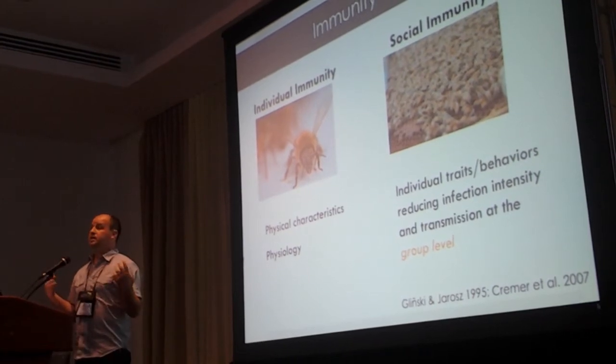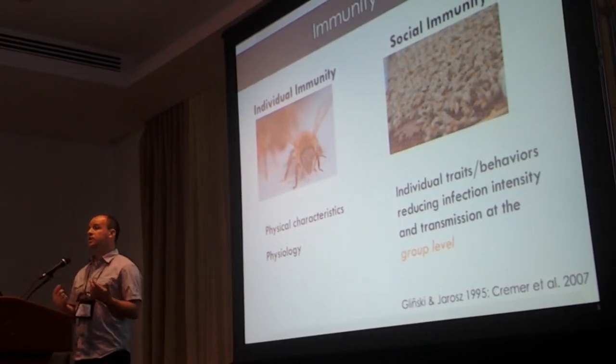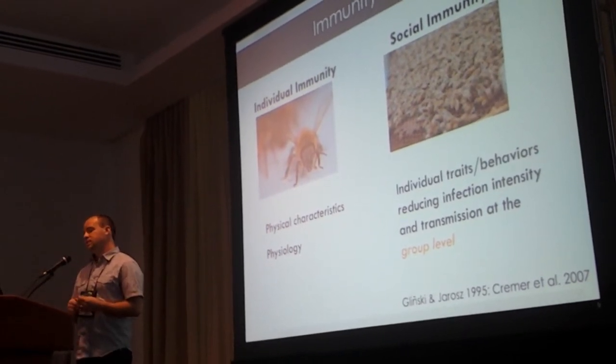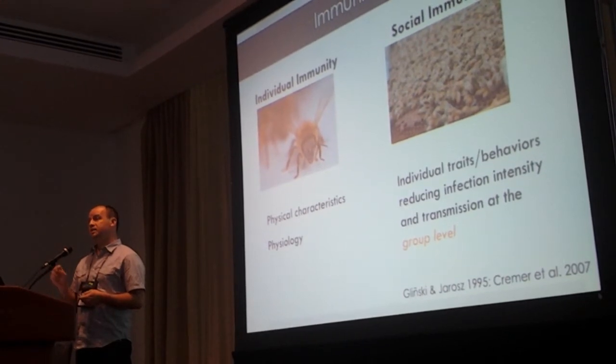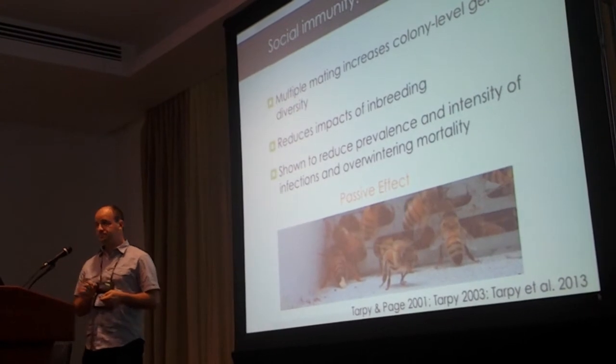But now the other aspect here is, again, thinking of colonies as kind of even a superorganism. And honeybees, and other social insects, have what we call social immunity. And these are individual traits and behaviors that effectively reduce disease transmission at the colony level. And I'm going to get into specific examples.